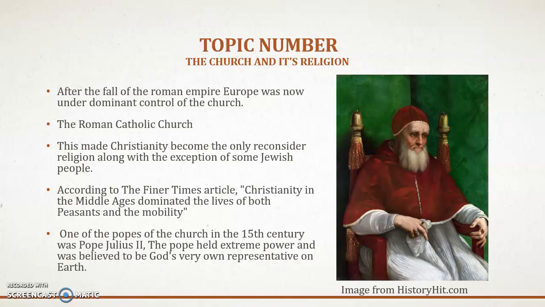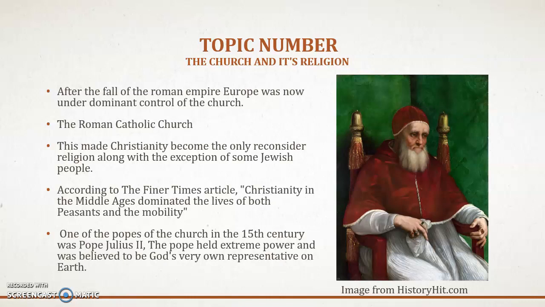So I read an article in the Finer Times, and it was by, I believe, a man named Simon Newman, and he talked about all things Christianity in the 15th century. It talks about the reformation of the Roman Empire and the fall and how the Roman Catholic Church came to be. And it was just way too much to put on these slides. So, according to the Finer Times article, Christianity in the Middle Ages dominated the lives of both peasants and the nobility. Now, moving on, one of the popes of the church in the 15th century was Pope Julius II.